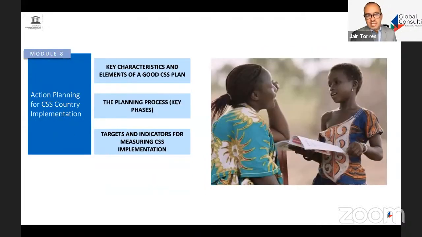And we're going to finish the MOOC with module number 8, that is action planning for the implementation of the comprehensive school safety framework in the country. So we're going to be talking about the key characteristics and elements that should be reflected in a good plan for school safety. We're going to be discussing the key phases of the planning process, and we want to finalize this module with the targets and indicators for measuring the implementation of the comprehensive school safety framework.